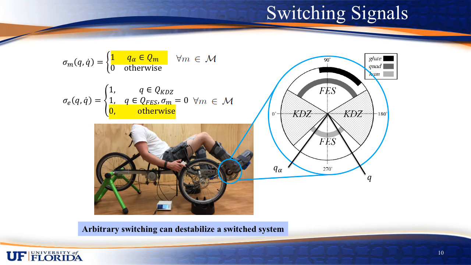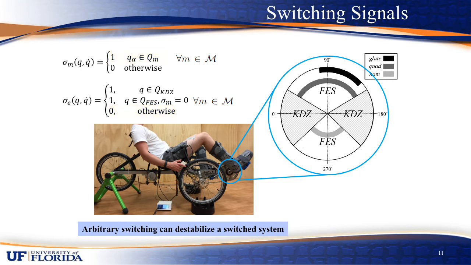Notice that by design of sigma m, whenever Q initially enters a muscle's FES region, that muscle is guaranteed to be producing a muscle force, and since stimulation is maintained until Q alpha leaves the FES region, the muscle force is still present when Q alpha leaves that FES region. This allows control authority to be maintained when the motor is turned off.